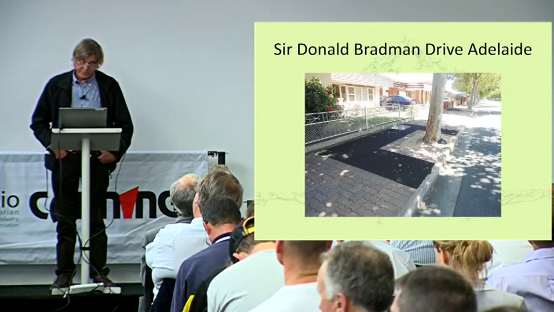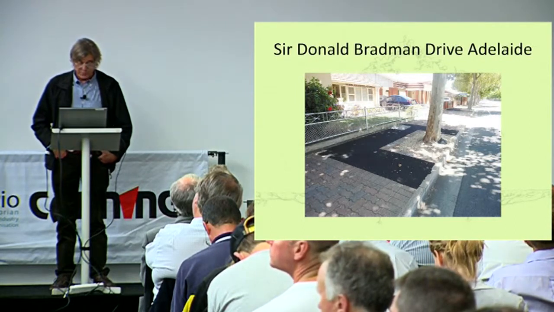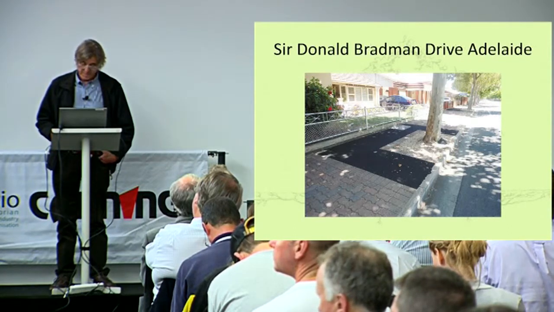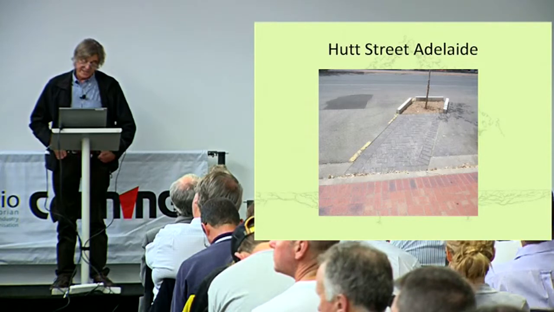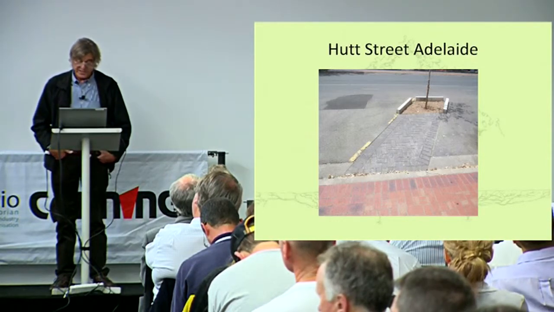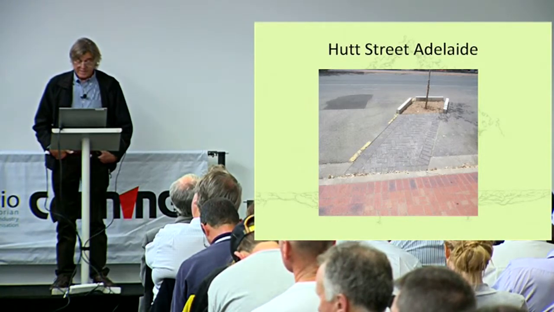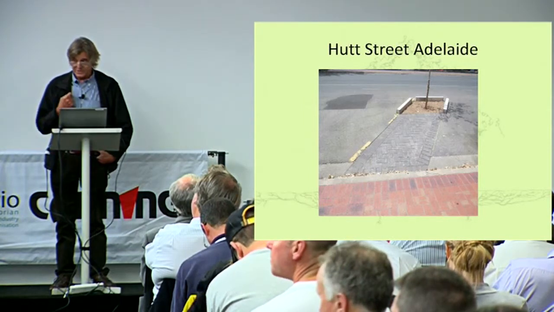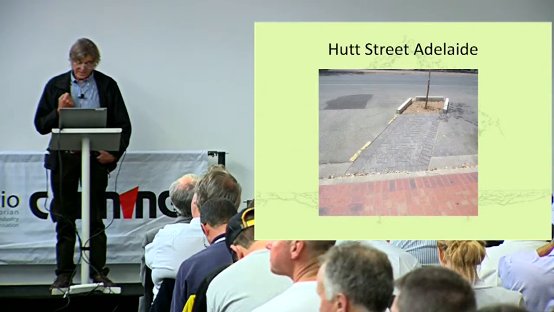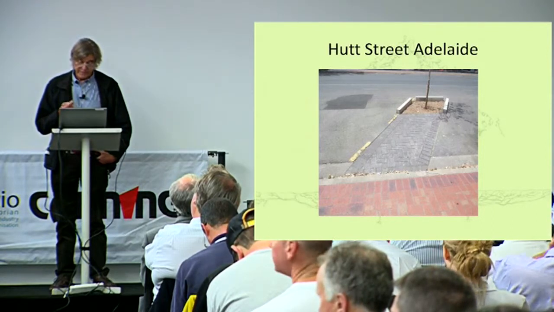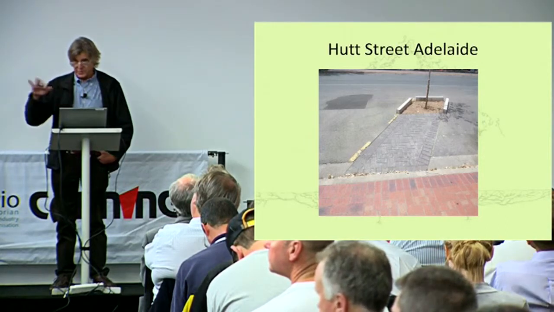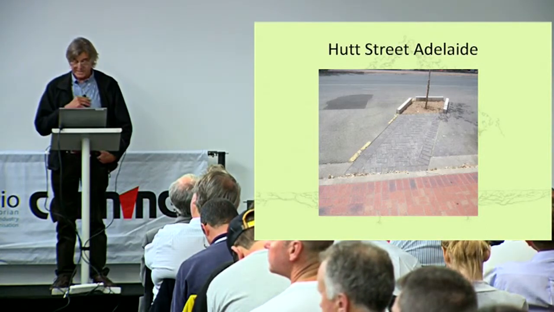An example: Sir Donald Bradman Drive in Adelaide towards the airport, using rubberised surfaces there to increase the porosity around the tree. Hutt Street in Adelaide, that's a recent project by the Adelaide City Council. They had a number of plane trees on Hutt Street which were struggling to become established and grow at all. So they had a trial of installing permeable paving over the surface of the space where the trees are planted. This is angle parking.